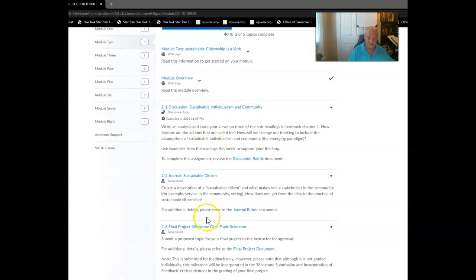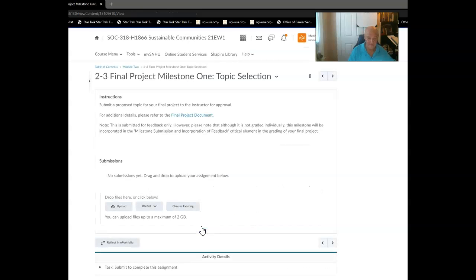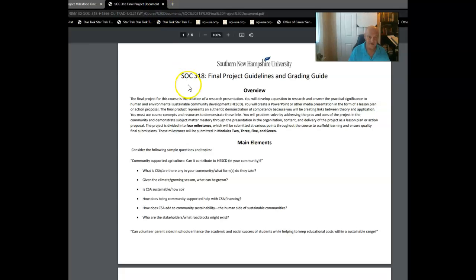Okay, so that's the journal, and then a key to this is the first of our project milestones. That's the first one. Submit a proposed topic for your final project to the instructor for approval. And I'm going to go here. Let's review together the final project document. Okay, hello. I'm always having challenges with getting these PDFs to load. Here we go.